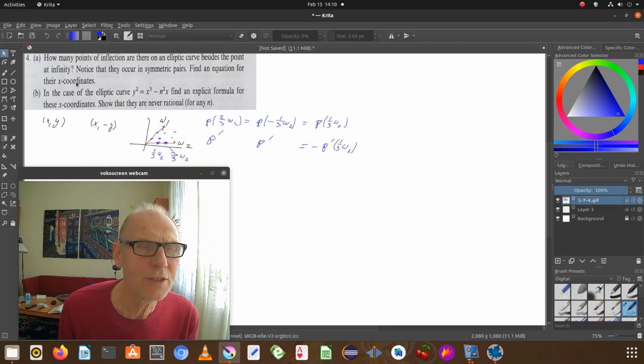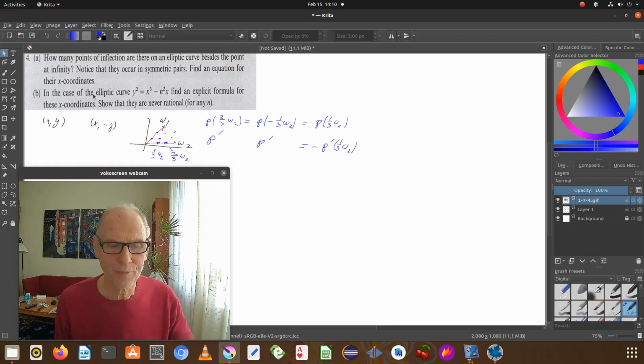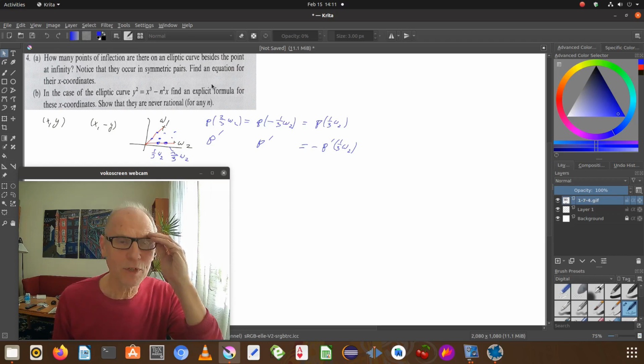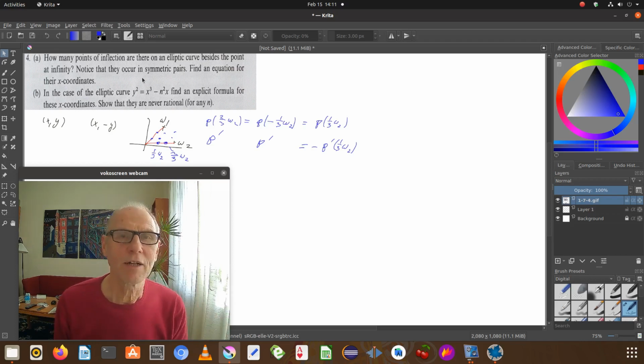Find an equation for the x-coordinates. I was thinking about this part of the night, really. I didn't fall asleep very quickly, and then I thought of a way. I didn't really think very much about it. It kept turning around in my head. So I found one way of doing it the natural way. I'll show you in a minute.